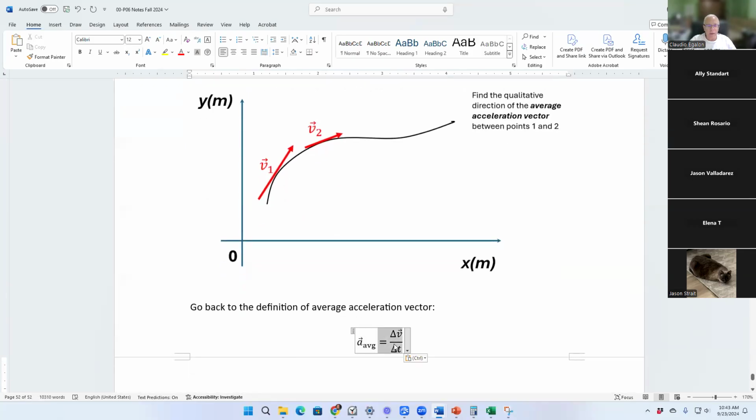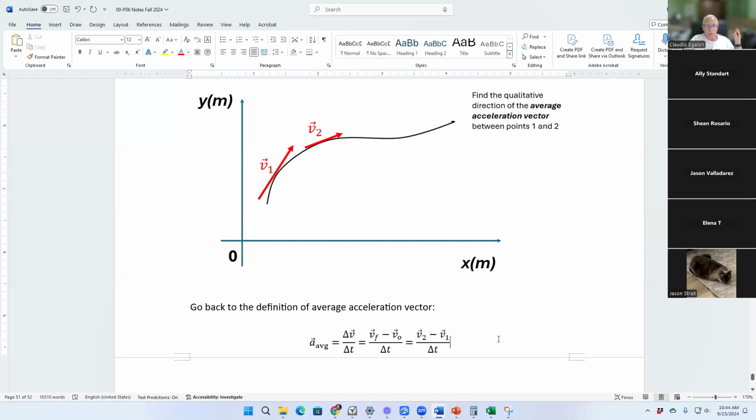Right? Delta V over delta T, which, by the way, is final velocity minus initial velocity. Okay? In this case, the final velocity is going to be the V2 vector, and the initial velocity is going to be the v1 vector. Do you agree with that?